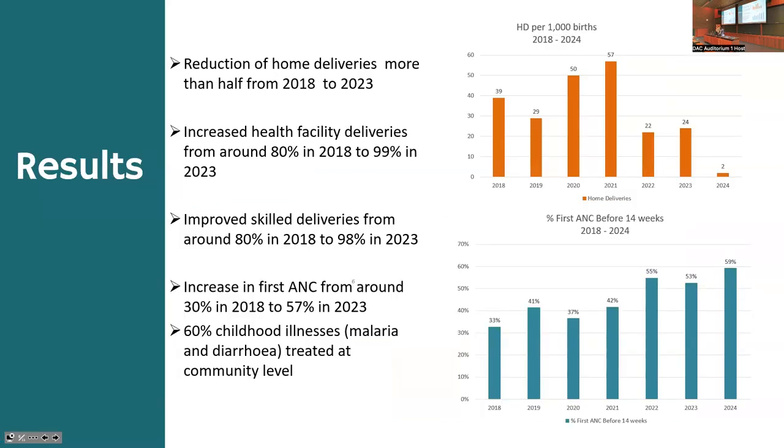So by using this DHIS2 data as consumers to help improve community health indicators and also health facility indicators, as a result of our implementation we have seen a reduction of home deliveries by more than half from 2018 to 2023. We have also seen increased health facility deliveries from around 80% when we started the project in 2018 to at least 99% as of 2023.